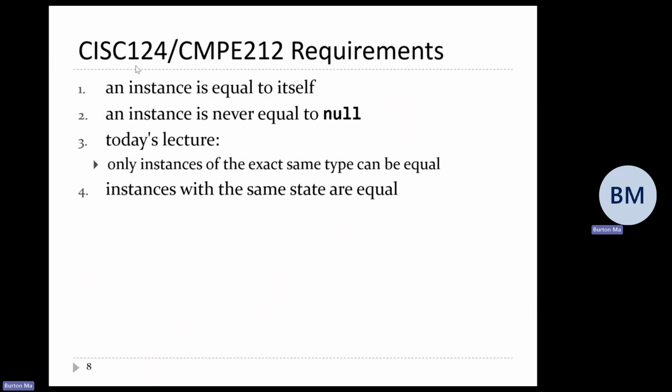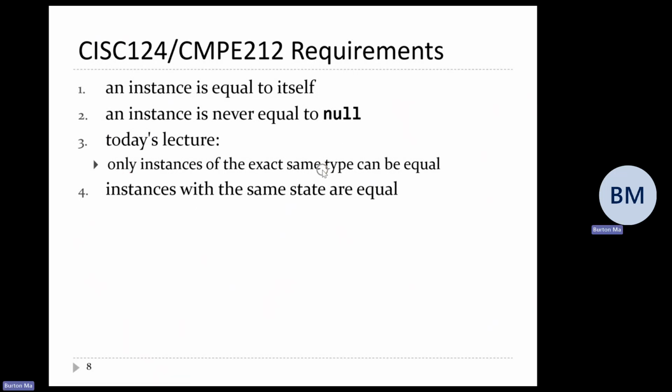Our requirements for equals in this course for today are that an instance should always be equal to itself. X equals X should always be true, so an object is always equal to itself. If you compare an object to null, you should always get false, and you should never throw an exception. So X equals null is always false.